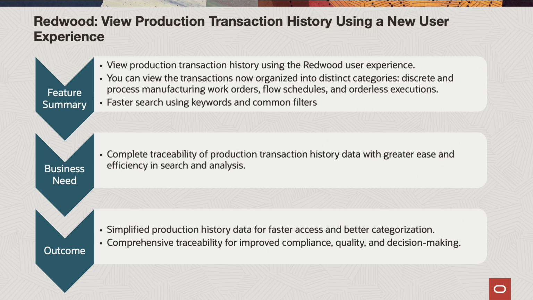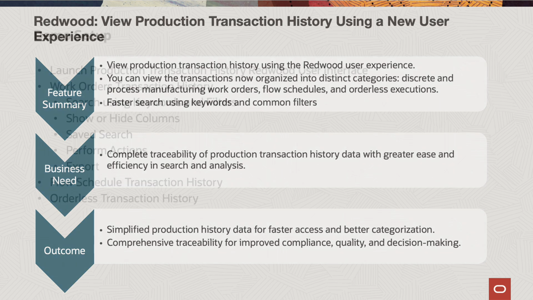Transactions are neatly organized into categories like work orders, flow schedules, and orderless executions, making it simple to find what you need. Plus, improved search options with keywords and filters make getting to the right data even easier. This gives you quicker, simpler access to production history and much better traceability.